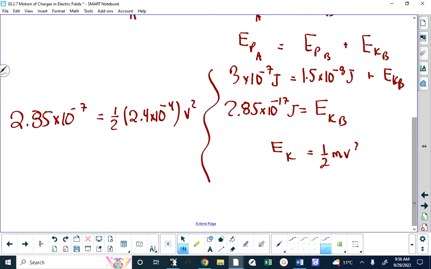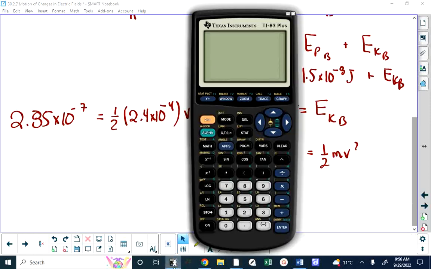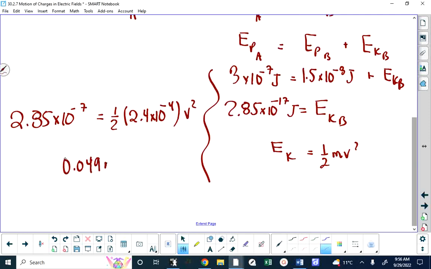Okay, so now it's just a matter of you solving that. You take the energy times 2, divide by the mass, take the square root. Well, 0.049 meters per second or 4.9 centimeters per second. Okay, that's the answer. Any questions with that example?